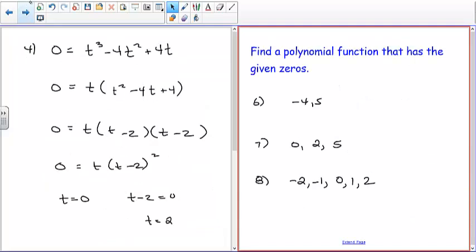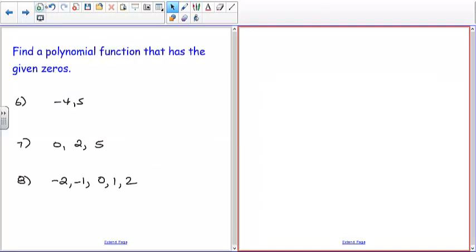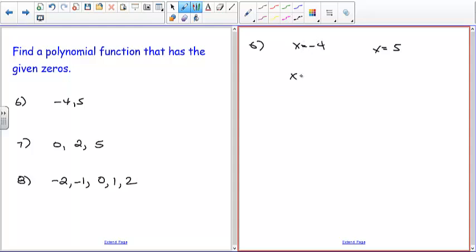Okay, the next thing says find a polynomial function that has the given zeros. So this is again going from zeros to factors. So, let's say x equals -4, x equals 5. So those are the zeros. If I rearrange these to set them equal to 0, I'd add 4 to both sides. To get that, I'd subtract 4 from both sides. So these are the factors. So then all you have to do is say your function is equal to the factors multiplied together.